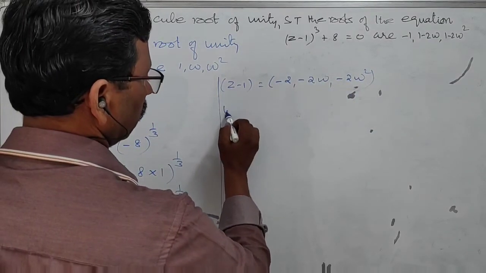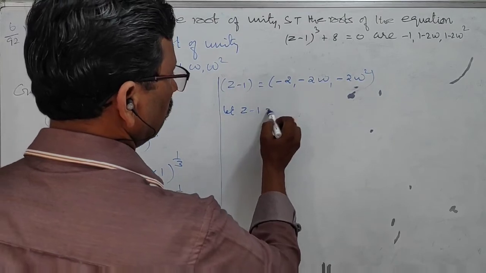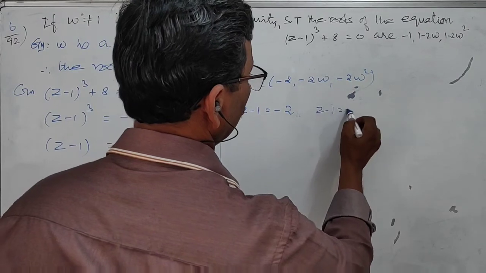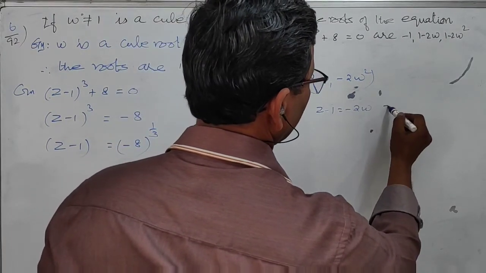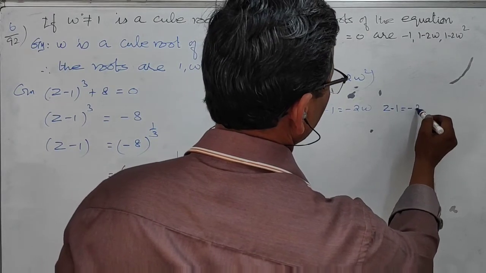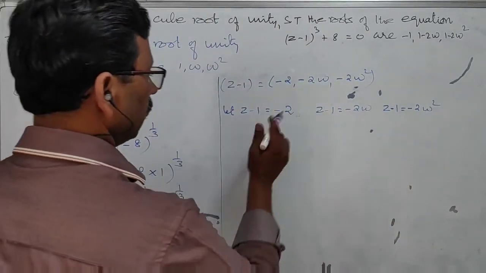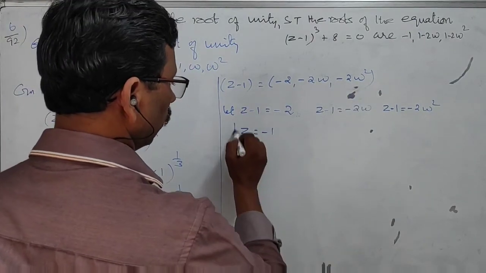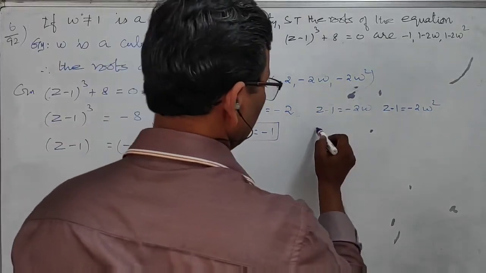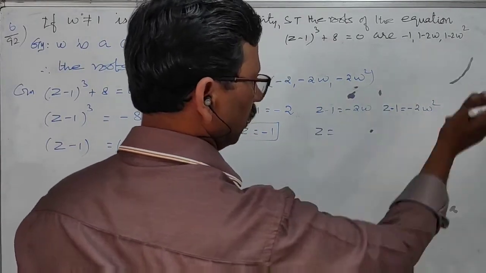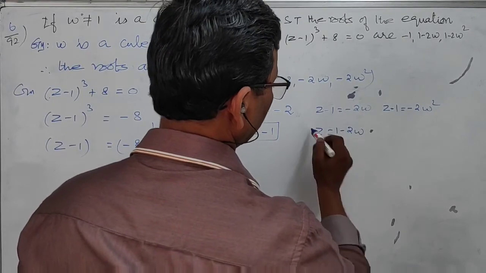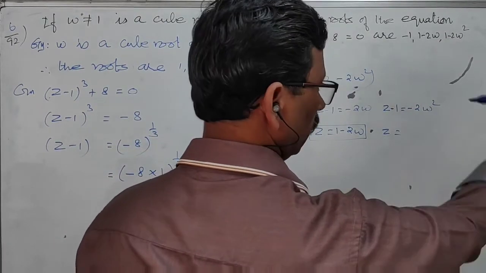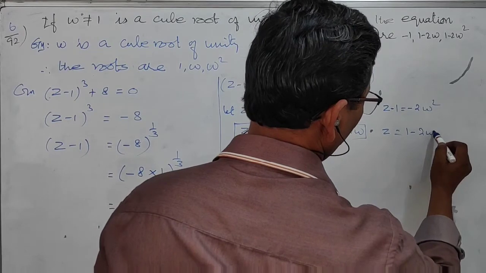Now equate. Let z minus 1 be equal to minus 2, z minus 1 equal to minus 2 omega, and z minus 1 equal to minus 2 omega square. Now from this, what is the z value? Minus 2 plus 1 gives minus 1. Then here z is equal to, adding 1 on both sides, 1 minus 2 omega. Next, z is equal to, adding 1 on both sides, 1 minus 2 omega square.